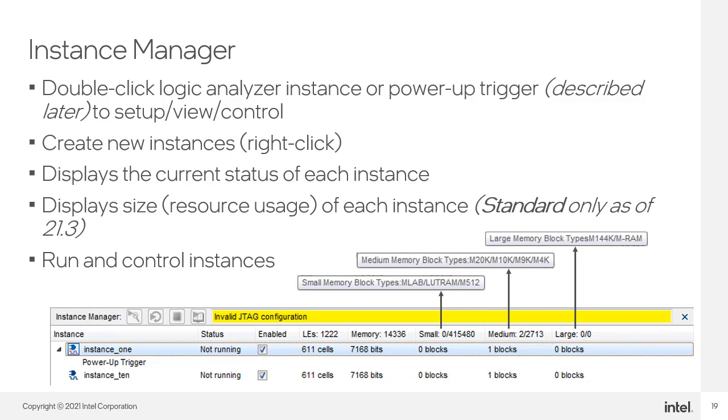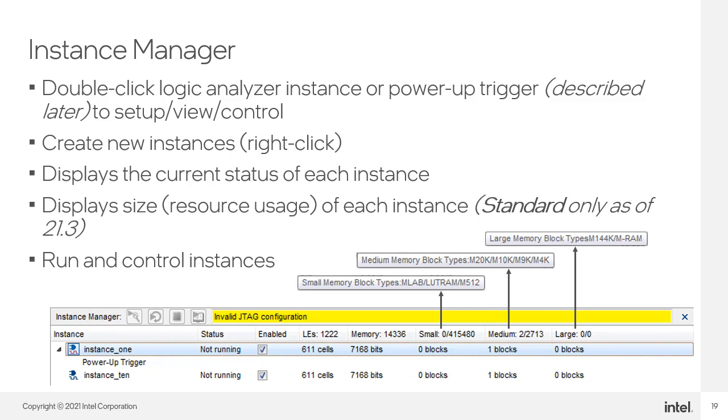Let's start with the Instance Manager. The Instance Manager includes controls and indicators to work with individual or multiple SignalTap instances. The highlighted instance or power-up trigger in the Instance Manager is the active instance. Changes to the settings in other areas of the SignalTap file window only affect the active instance. To switch to an inactive instance, double-click the instance in the Instance Manager or use the Instance tabs at the very bottom of the SignalTap file window. To quickly create new instances, right-click anywhere in the Instance Manager and select Create Instance. You can rename instances by either clicking on the instance name or right-clicking and selecting Rename Instance.